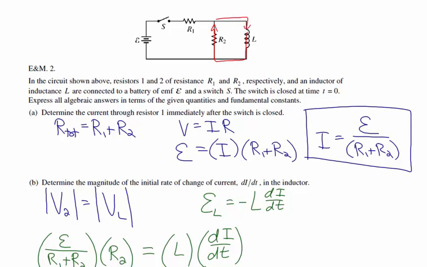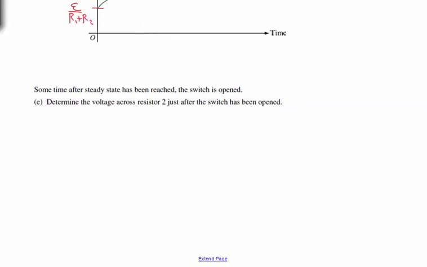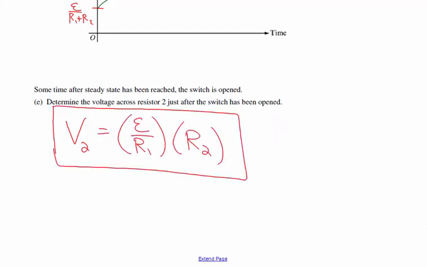And so to find the voltage across resistor 2, we need to recognize that the current that's flowing through resistor 2 is that current that had been flowing in the inductor right before the switch was opened. Again, that was E over R1. That was our answer to part C. So the voltage across resistor 2 is that current that we had found times resistor 2. And that's the end of the problem.